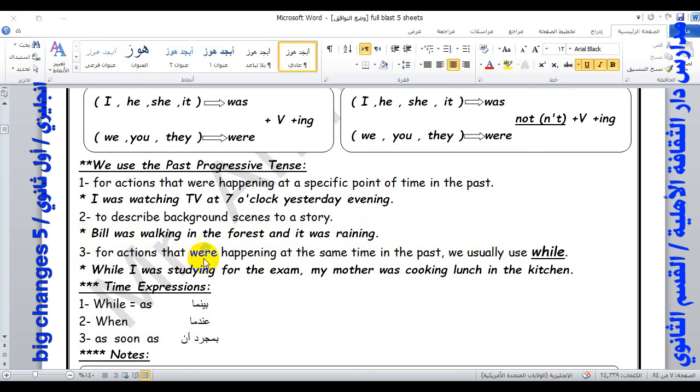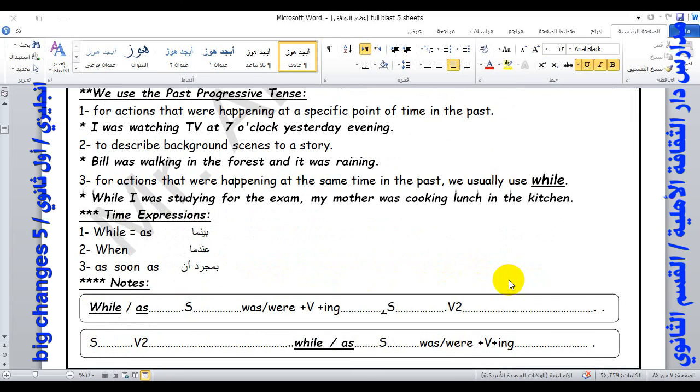3. For actions that were happening at the same time in the past, we usually use while. أحداث بتحدث في نفس التوقيت في الماضي. while ودي معناها بينما. I was studying for the exam. بذاكر عشان الاختبار. في نفس التوقيت my mother was cooking lunch in the kitchen. أمي كانت تجهز طعام الغداء في المطبخ. While I was studying for the exam, my mother was cooking lunch in the kitchen.